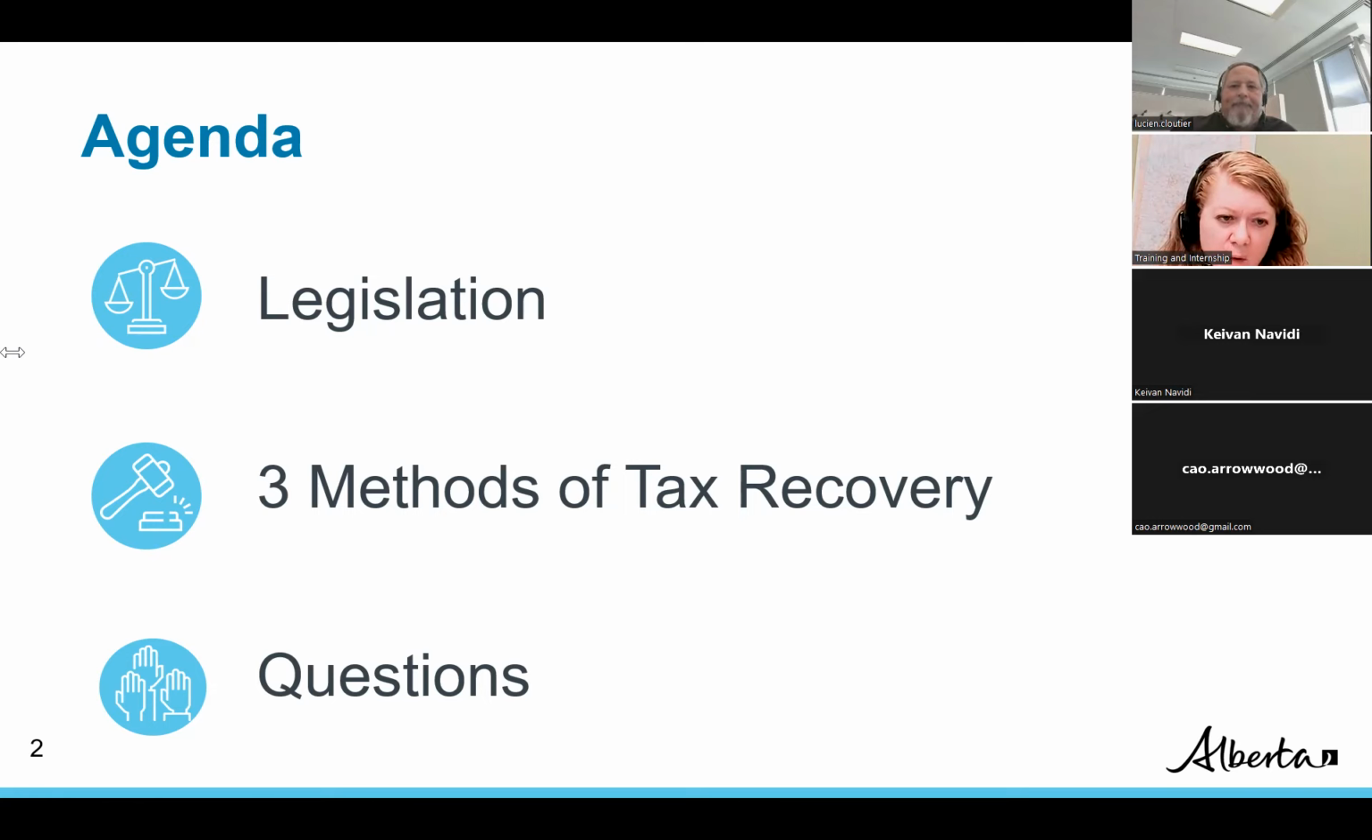A bit of a warning up front for those of you that may not regularly work with tax recovery. I'm going to get into almost a painful amount of detail about these processes, not because I want to inflict pain on anybody, but because all of these details are critical to meeting the legislative requirements involved. And not meeting these requirements could have costly consequences.